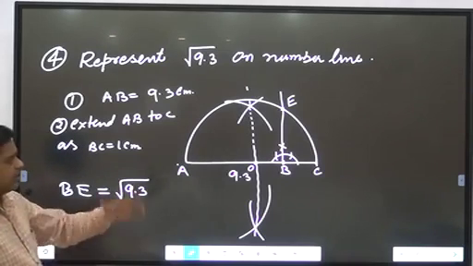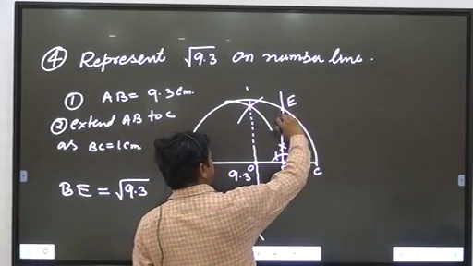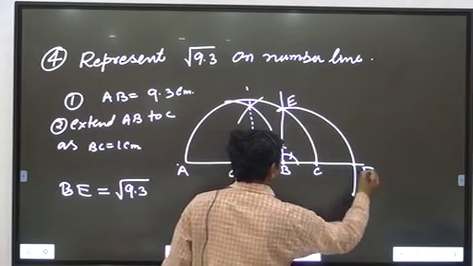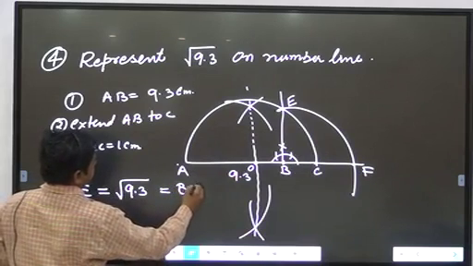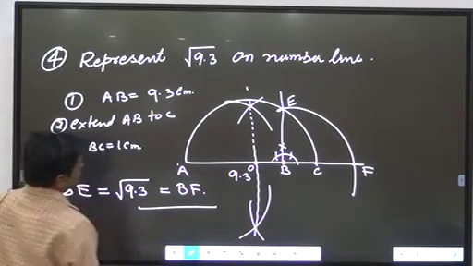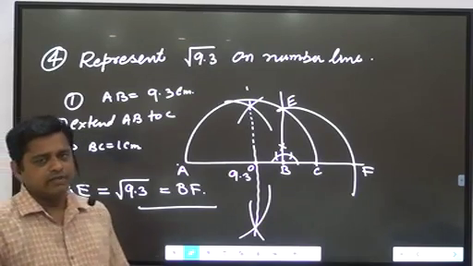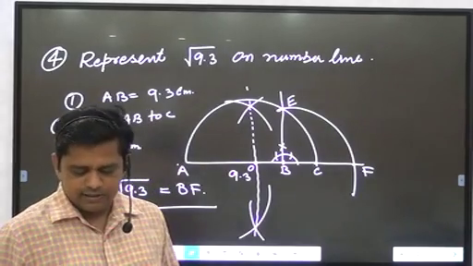And taking a number line, use the compass with the distance B to E and draw an arc on the number line. So here is point F. So BE must be equal to BF. This is the common way to represent any irrational number which is given in the under root form. We can represent it on the number line easily.